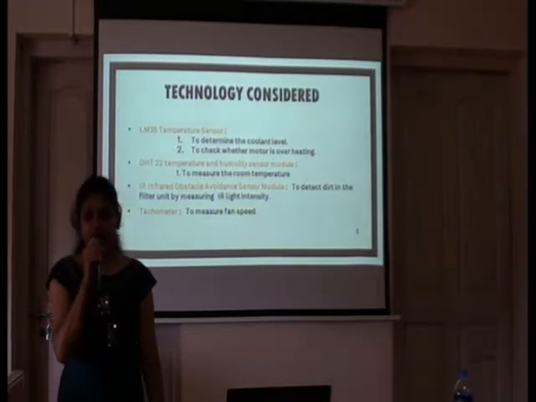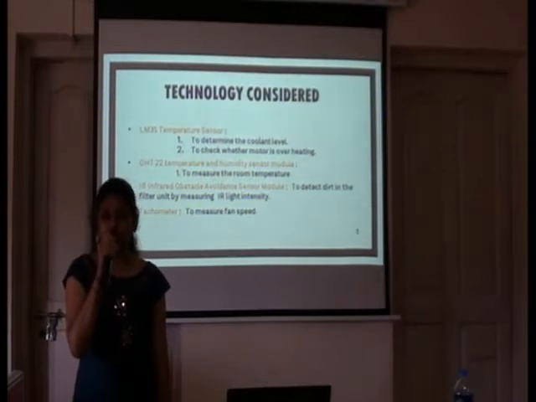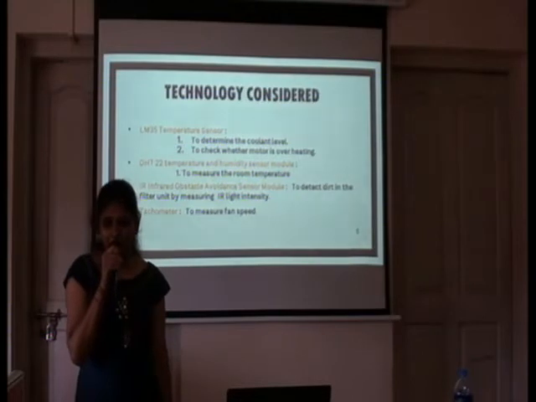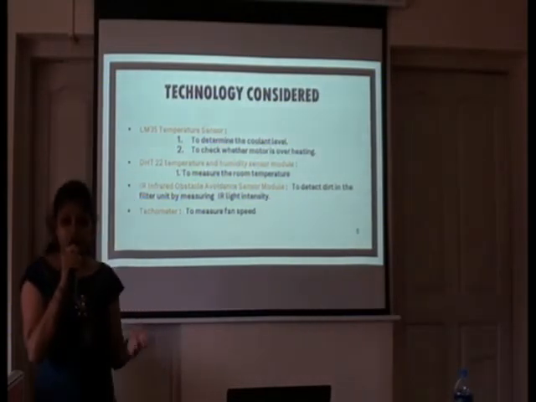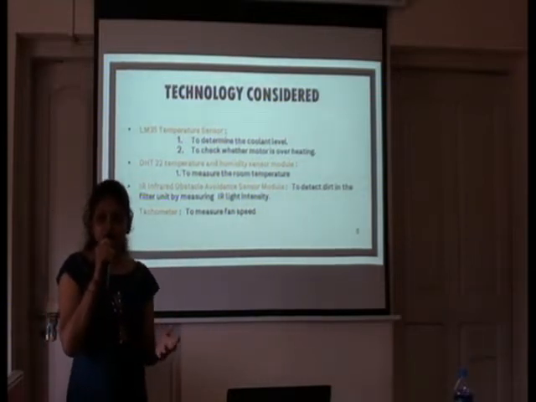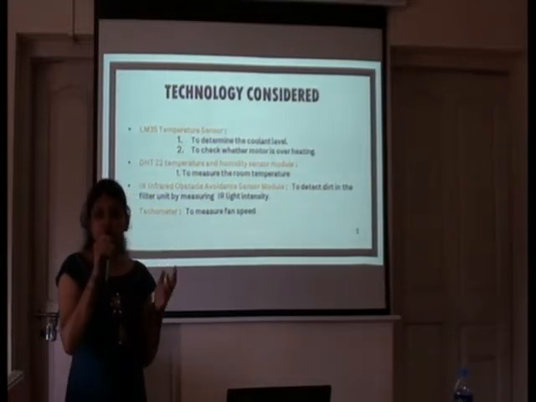Now, technology considered. It consists of several components and sensors that we use in our proposed digital twin. The first one is the LM35 temperature sensor. It is used to determine the coolant level and also to check whether the motor is overheating or not. The next one is the DHT22 temperature and humidity sensor module. It is used to measure the room temperature.